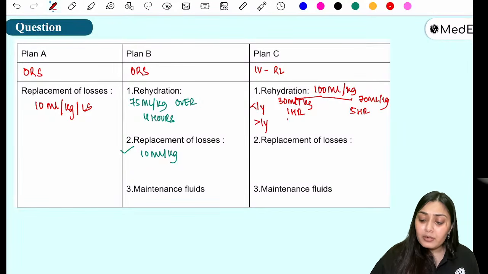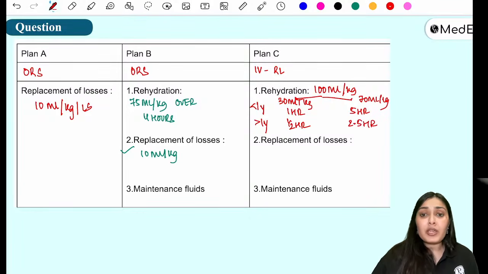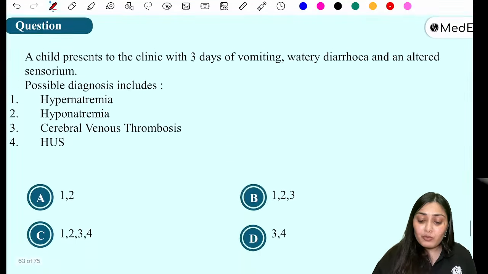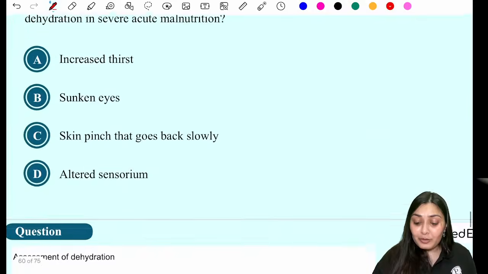After 1 year, we can give this in half an hour and the remaining in 2.5 hours. Rest, replacement of the losses and maintenance fluid is normal, the same as plan B, right? But everything here is going to go through IV unless the child starts drinking orally, right? With that, we move to the next, come back to our question.